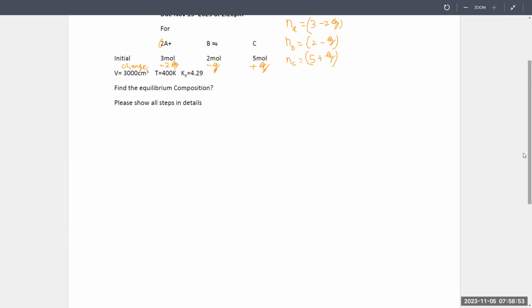And then from there, you could probably start doing your KP. So let's do that. This is asking for that KP. We have products as PC, so it's going to be PC over P naught, all that divided by PA over P naught. Because of the 2 up here again, it's going to be squared. And then times PB over P naught.